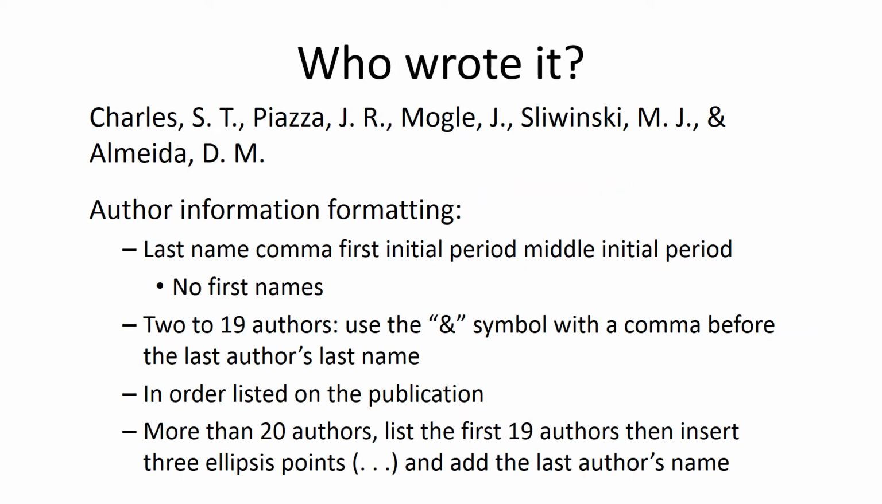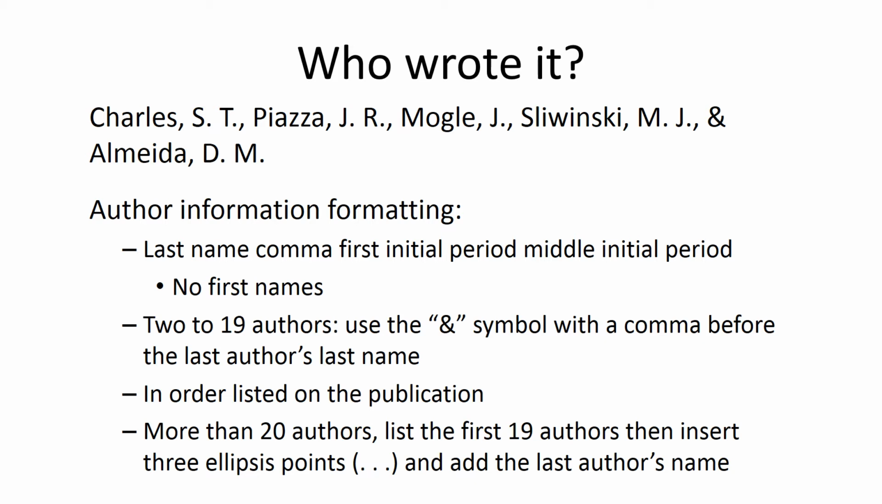There are 3 important formatting notes for the author section of a reference. First, we do not type out middle or first names. We use the full last name followed by a comma, then the first initial followed by a period, and, if applicable, the middle initial followed by a period. Note, too, that we include a space between the first and middle initials.